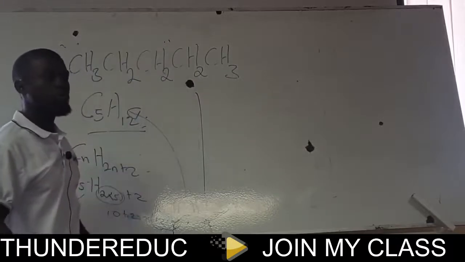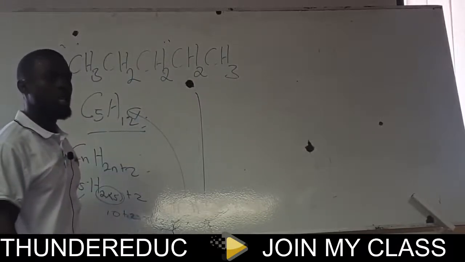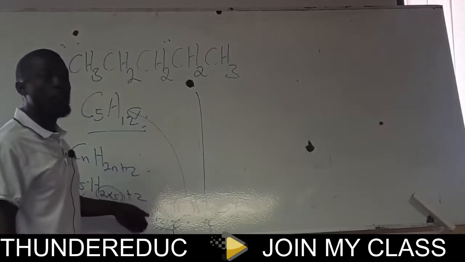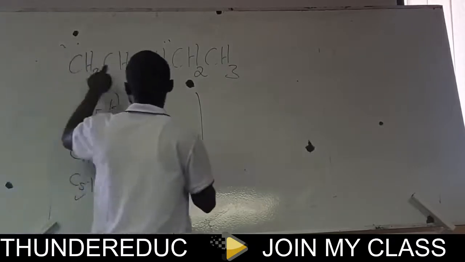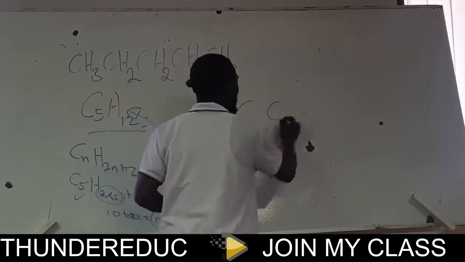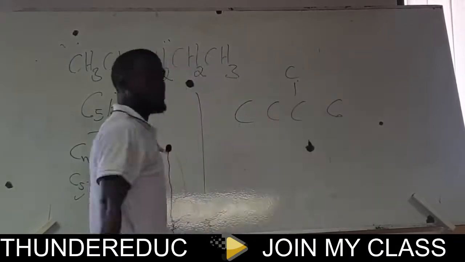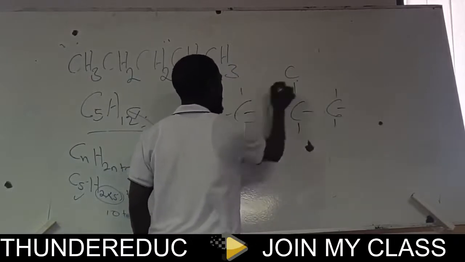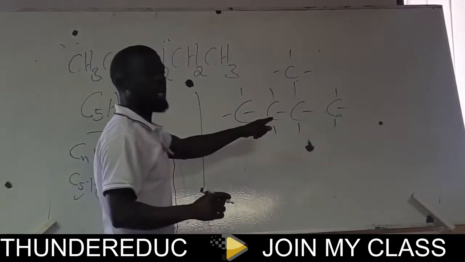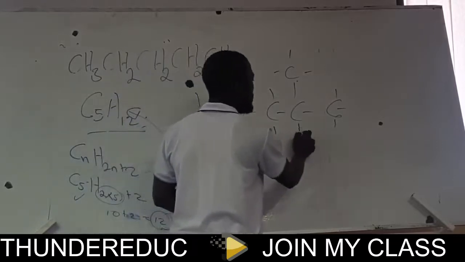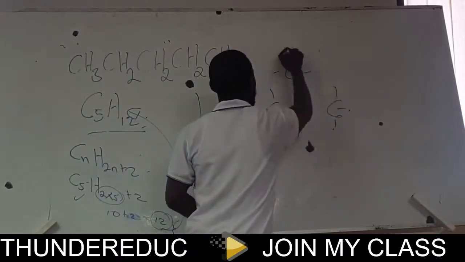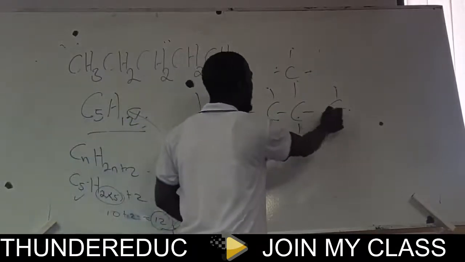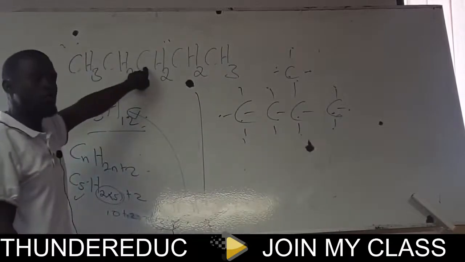Create a side group. How do I create a side group? Make sure the number of hydrogens and the number of carbons don't change. For example, 1, 2, 3, 4, 5. What if I say 1, 2, 3, 4, and I put the 5 there? If we count the hydrogens here, there are 12: 1, 2, 3, 4, 5, 6, 7, 8, 9, 10, 11, 12. How many carbons? 1, 2, 3, 4, 5. You see? This is an isomer of that.